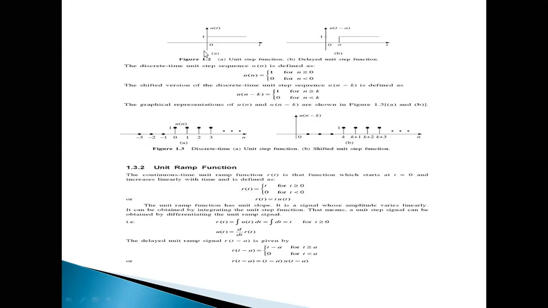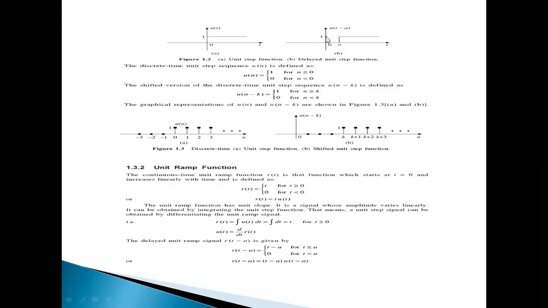And in similar fashion, the unit step function can be represented in discrete time. The discrete time unit step sequence u(n) is defined as u(n) equal to 1 for n greater than or equal to 0, and 0 for n less than 0. In the shifted version of the discrete time unit step function, u(n minus k).